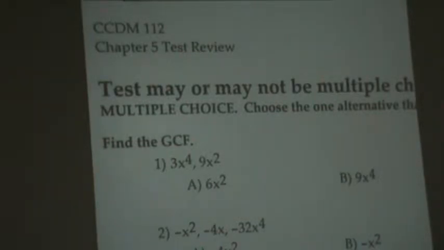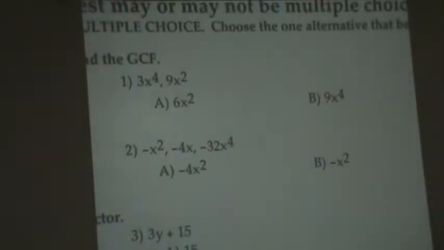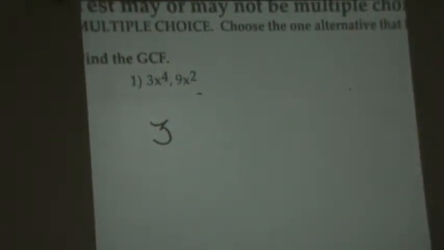Okay, first problem, you need to find the GCF, the greatest common factor of those two things. Okay, this isn't the LCM. Remember, greatest common factor is what you can factor out of them, not what they multiply into. So 3 and 9 both have a factor of what? 3 in common. And x squared and x to the 4th, x squared. They both have at least 2 x's. Okay? So 3x squared.